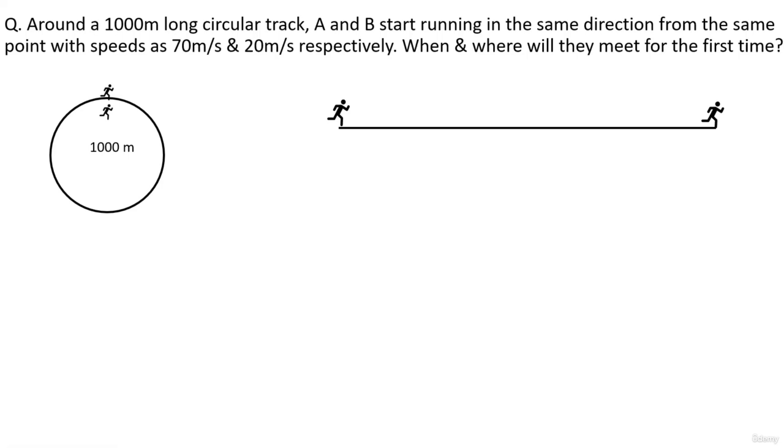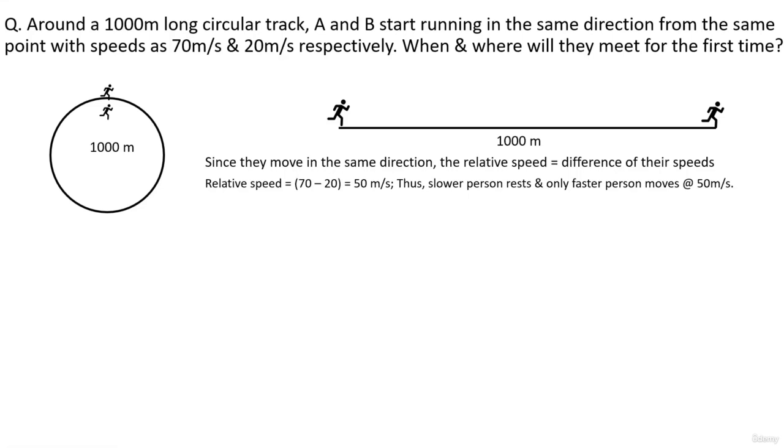Now you can imagine this question to be a question of relative speed, where two people are moving in the same direction and their speeds are 70 and 20, and the faster person needs to cover a distance of 1,000 meters to reach the slower person, right? So we'll use the concept of relative speed. They're traveling in the same direction, so the relative speed will be the difference of the speeds.